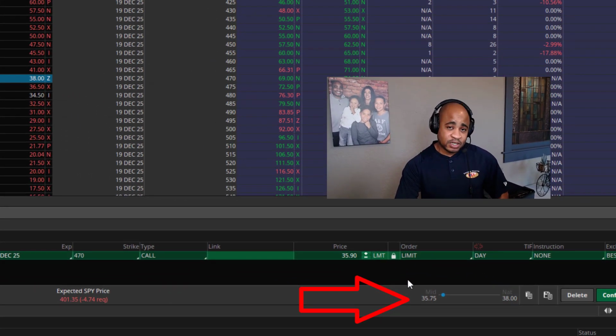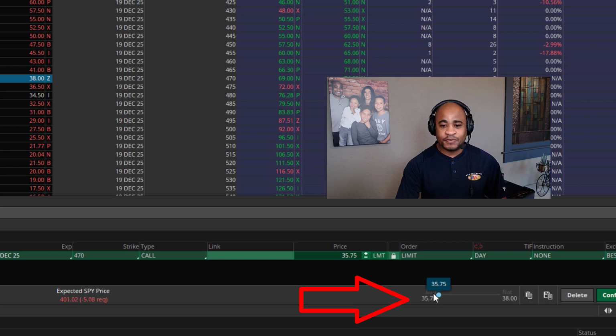Now, this is opposite. Before, when I showed you selling, I said I want to sell close to the mid, not the net. Same thing with buying. I want to try to buy close to the mid, not the net. The broker wants me to pay $3,800 for this. No, I only want to pay $35.75 if possible. I'll put it in at $35.75.